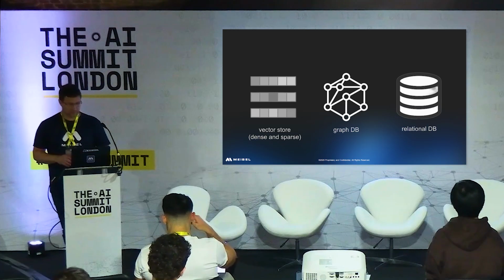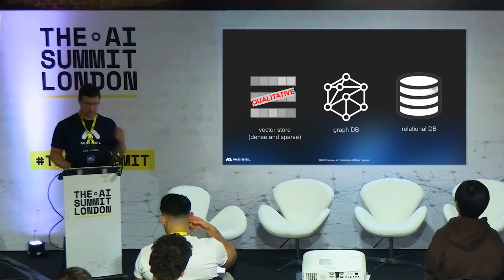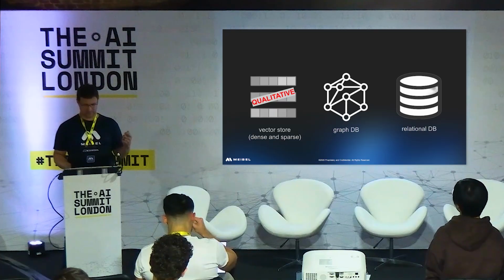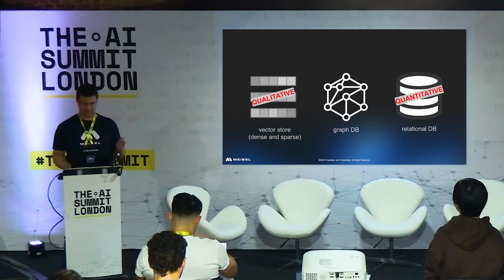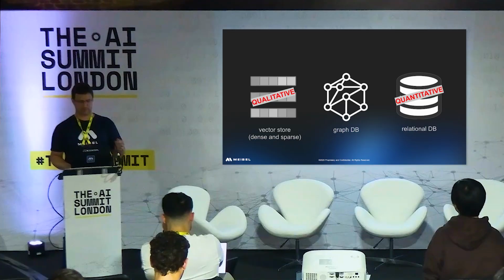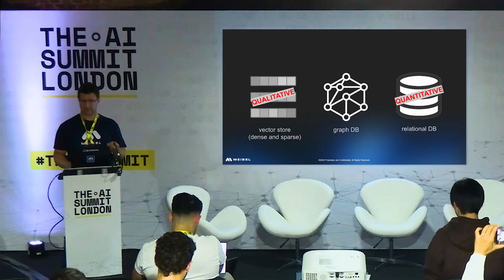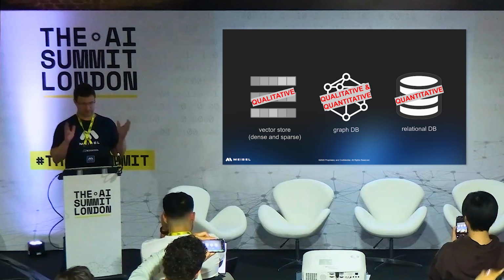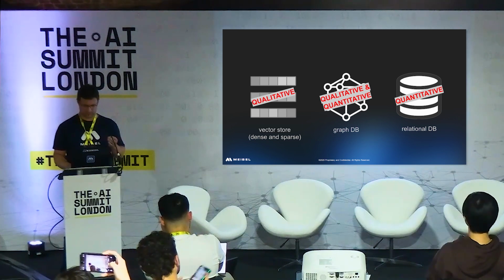For the most part, vector stores are good for qualitative questions, given what those embeddings signify in the first place. Relational databases are good for quantitative questions, given their ability to calculate and provide summary statistics. And graph databases provide decent coverage of each kind of question you might want to ask, both qualitative and quantitative.